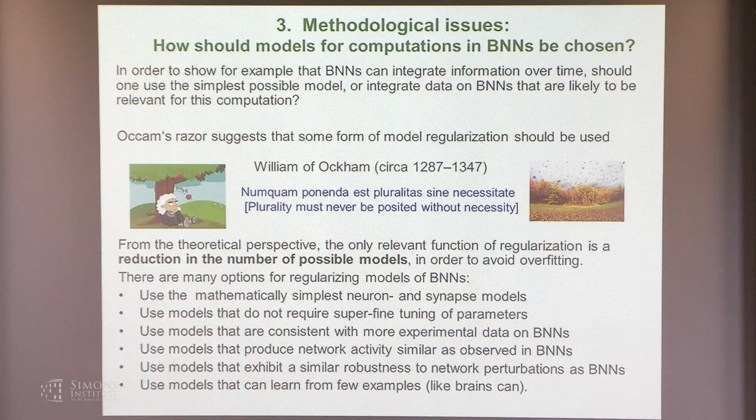But I think when we really want to understand BNNs, we need to consider also other ways of regularizing. I think we need one way of weeding out models and avoiding that we have too many models, otherwise we're overfitting, right? So we should in the end have as small as possible a pool of candidate models. But I think, for example, you could also use as one regularization method that you want to focus on models that exhibit a similar robustness to network perturbations as biological neural networks, or use models that can learn fast, or also use models that are consistent with the more experimental data about biological neural networks.